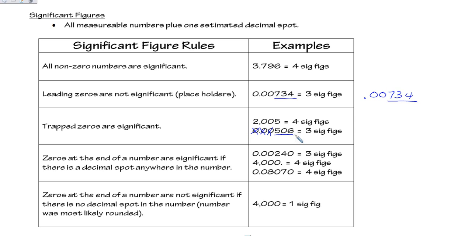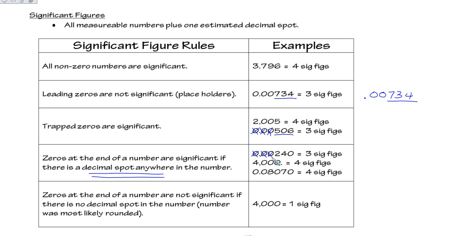Zeros at the end of a number. We need to check for a decimal spot. If the number contains a decimal spot, anywhere in the number, if there is a decimal spot, then that zero at the end was measured. So again, we could have something that's really small. These zeros in the front, these were just placeholders. I did not measure you. There wasn't anything to measure.